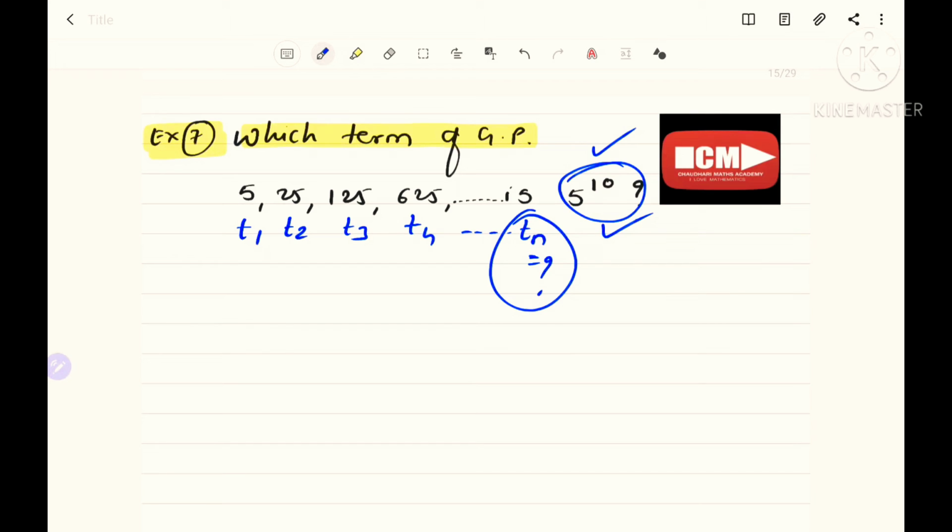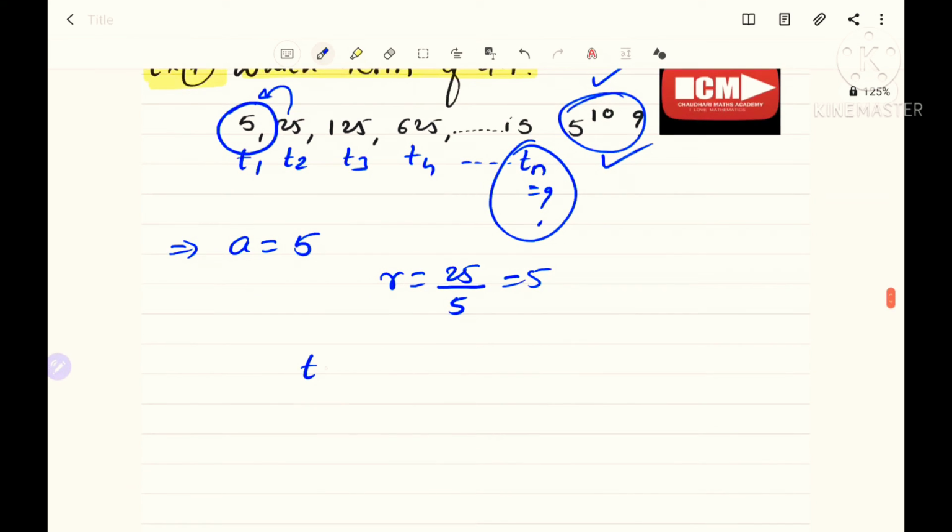Let's crack this question of geometric progression in which the first term, that is A, is 5. What is the ratio? To find the ratio, just take the ratio of two successive terms. So 25 by 5 is 5. So in this case, A is 5, R is 5, and here I am writing the formula for Tn as AR raised to n minus 1.